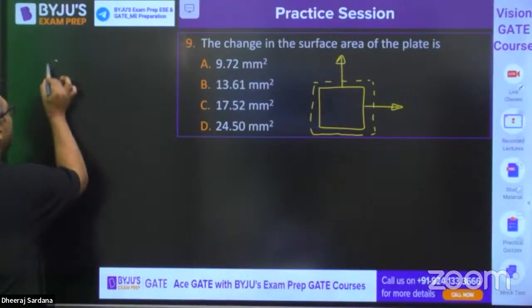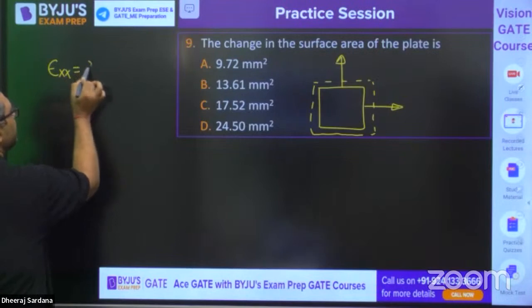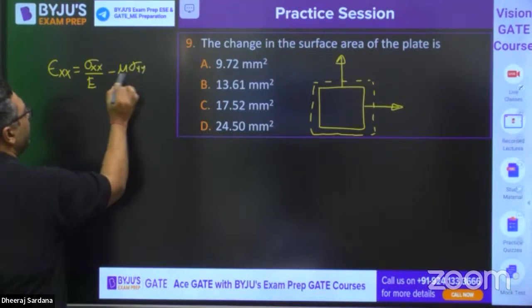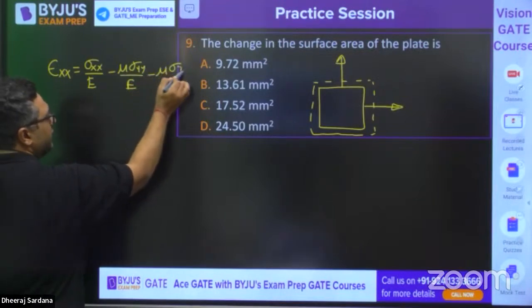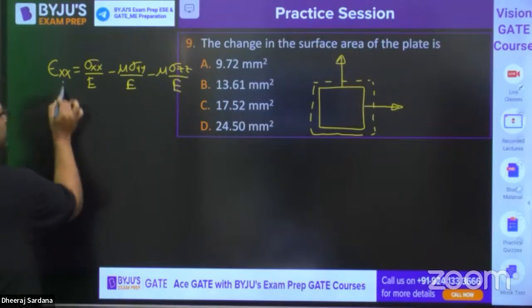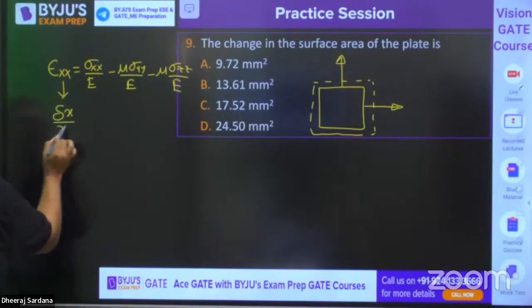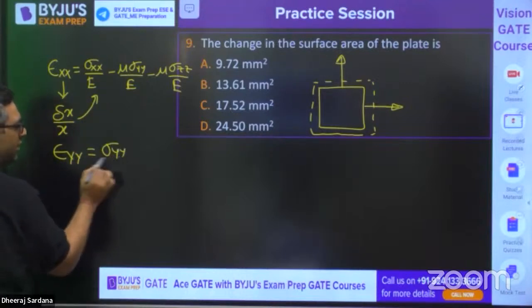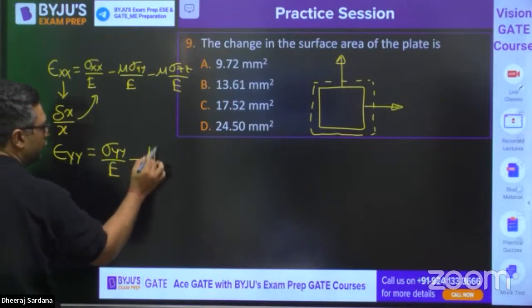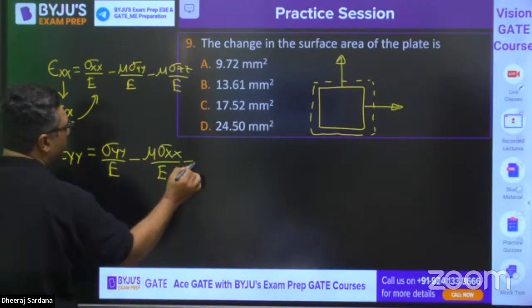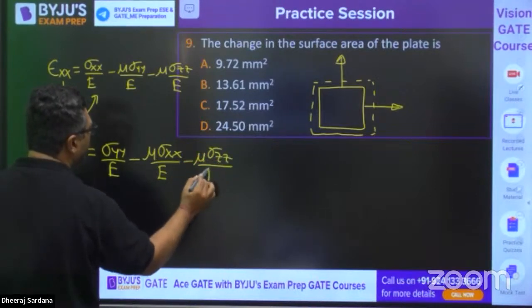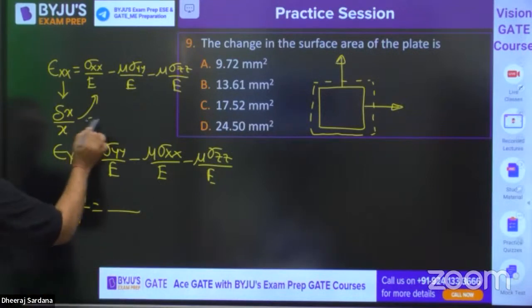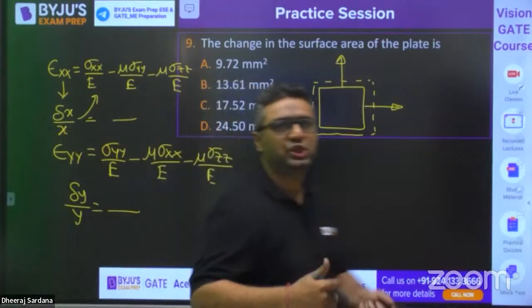By using epsilon xx, which is nothing but sigma xx by E minus mu times sigma yy by E minus mu times sigma zz by E, and you know sigma zz is 0, this will give you delta x, because delta x by x is this. Similarly, you can use epsilon yy, which is sigma yy by E minus mu times sigma xx by E minus mu times sigma zz by E. This will give you delta y. When you get delta y and delta x, you know what the change of area is.